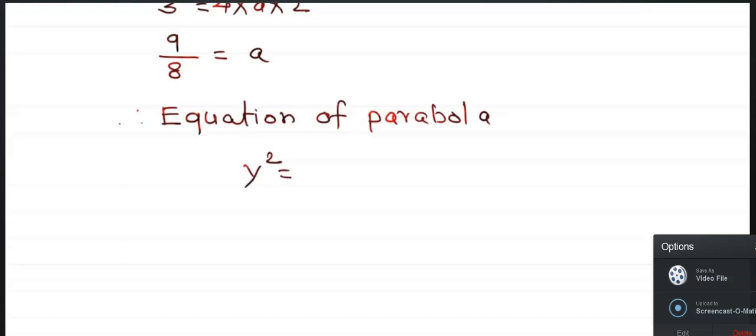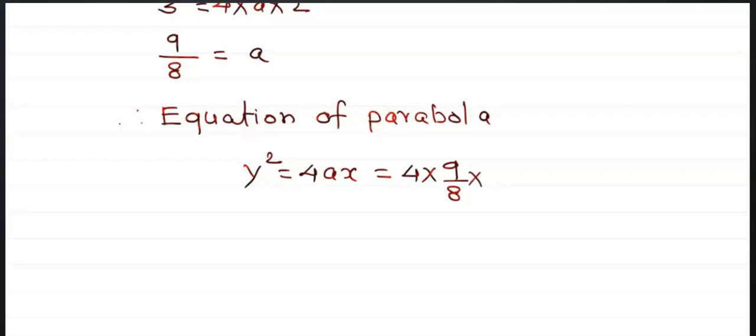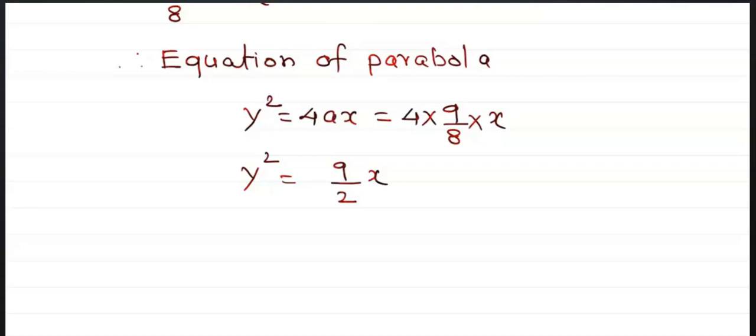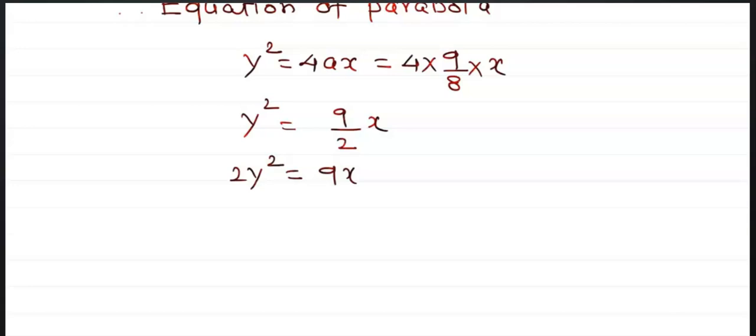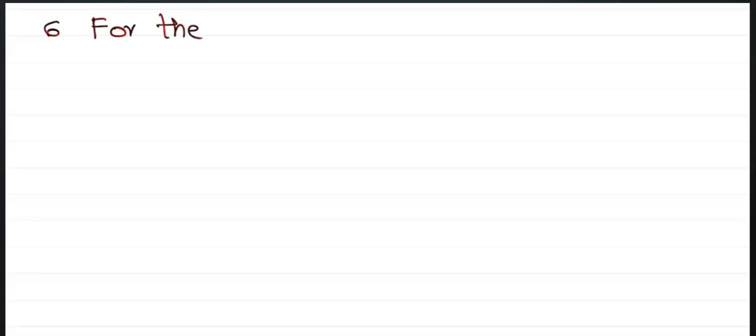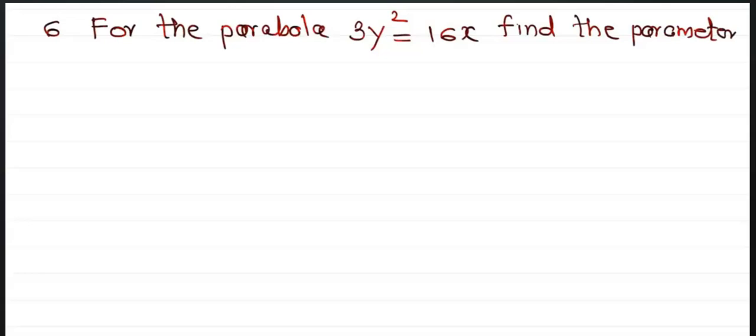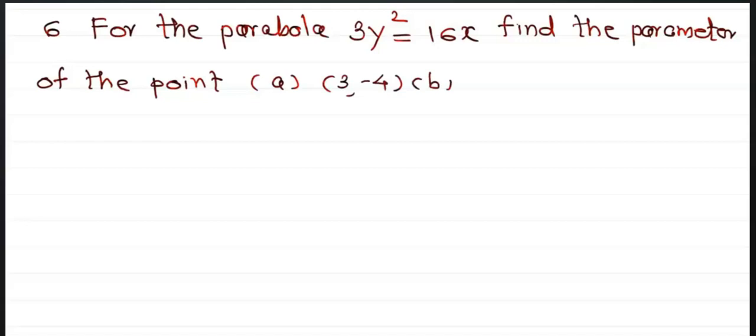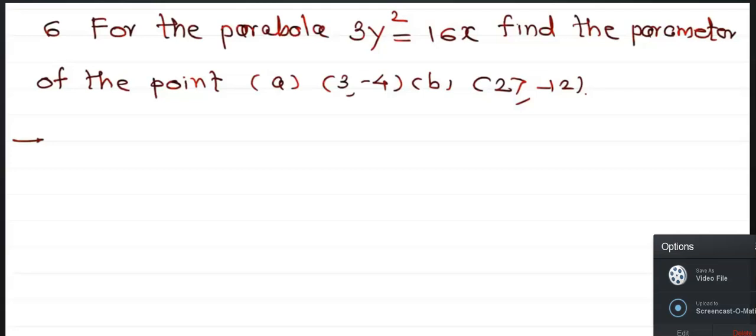Now next, number 6. Find, for the parabola 3y square is equal to 16x, the parameter of the points, that is (3, −4) and (27, −12).